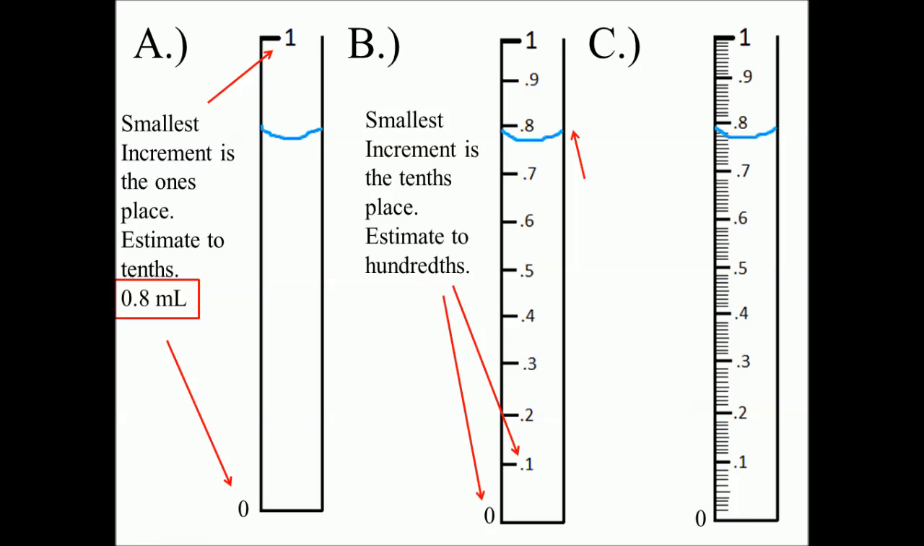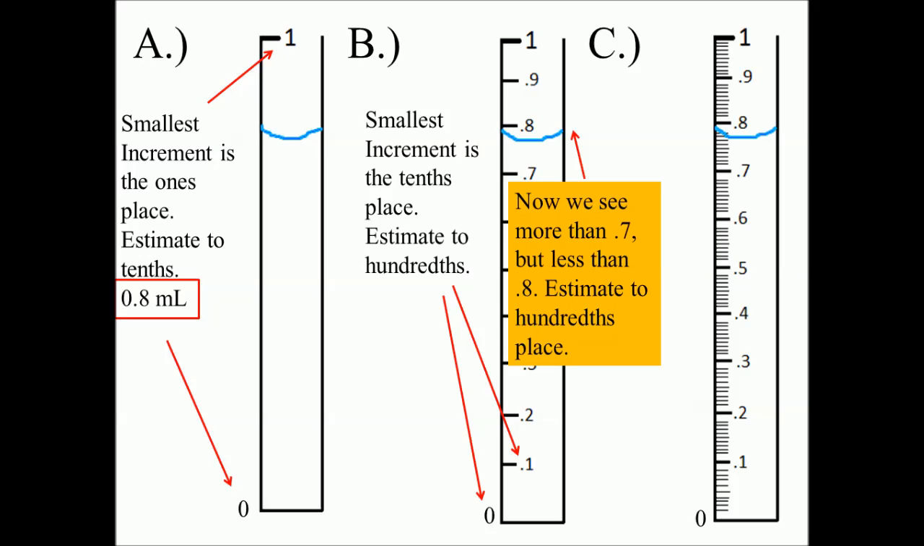Well, we can see for sure now we are between 0.7 and 0.8. This helps a ton. Since we are now for sure between 0.7 and 0.8, we have to estimate to the hundredths place. So I might estimate this because I think it's closer to 0.8 than to 0.7. I'm going to say 0.78 milliliters.